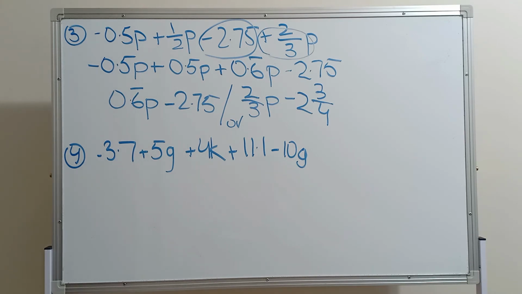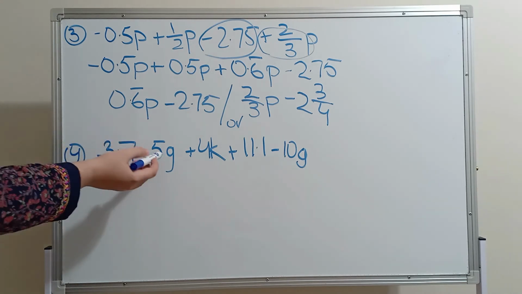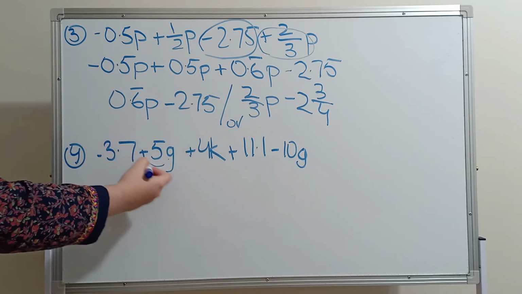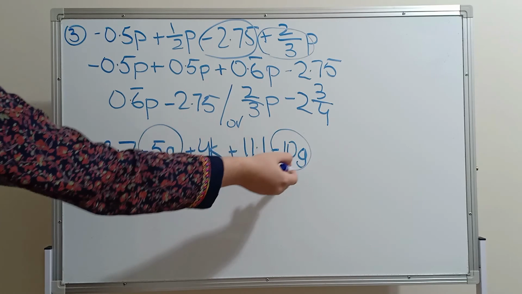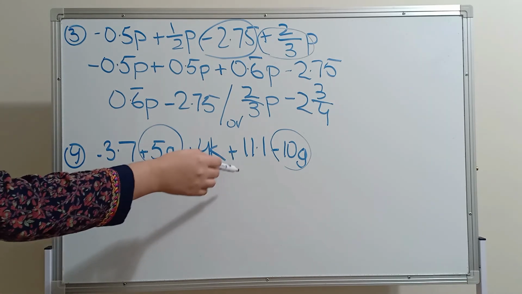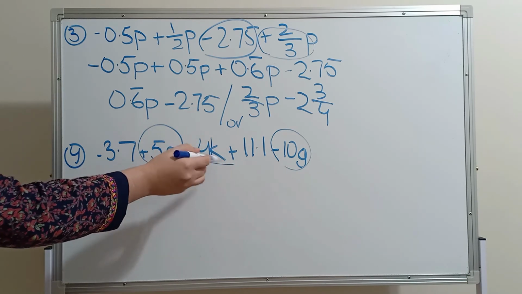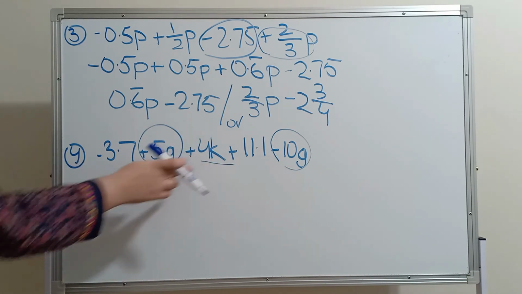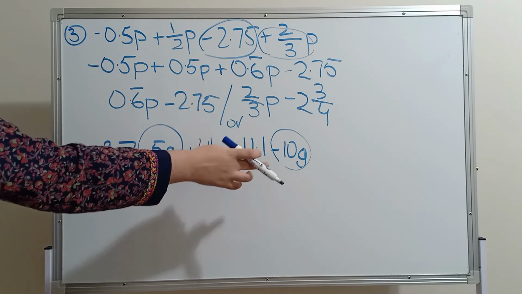We have negative 3.7 plus 5g plus 4k plus 11.1 subtract 10g. Let's see how many variables are there. We have g as one variable and we have k as another one. So let's just circle the like terms first. This is not a like term because even though it has a variable, it does not have the same variable. This is a g and this is a k, so they're not the same.